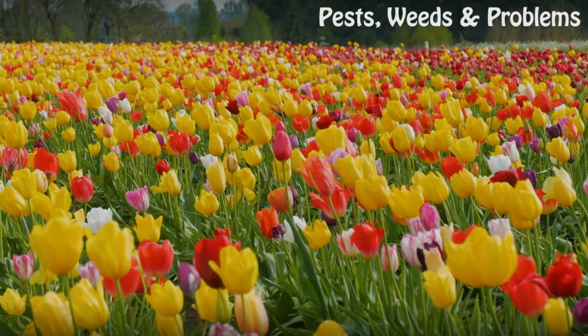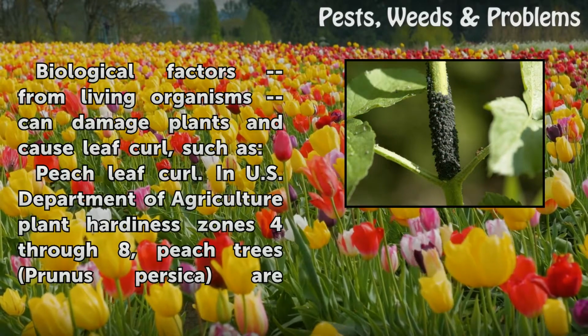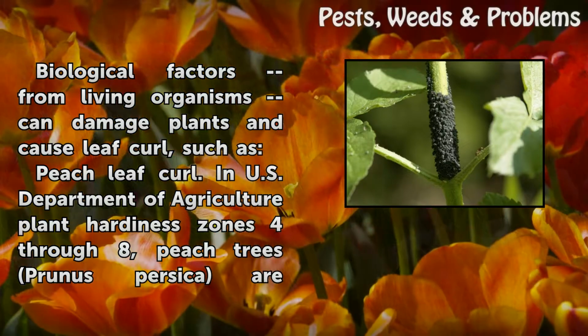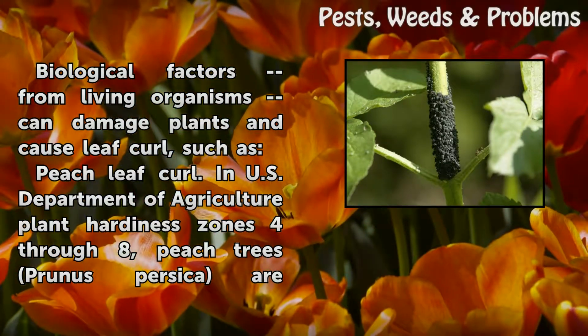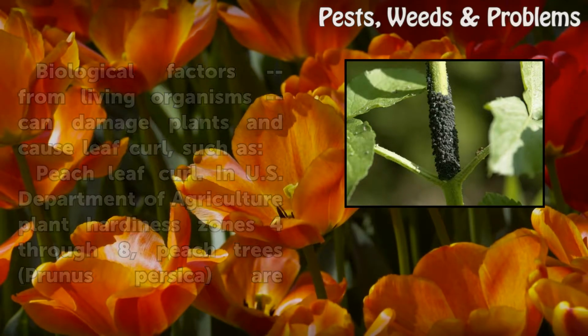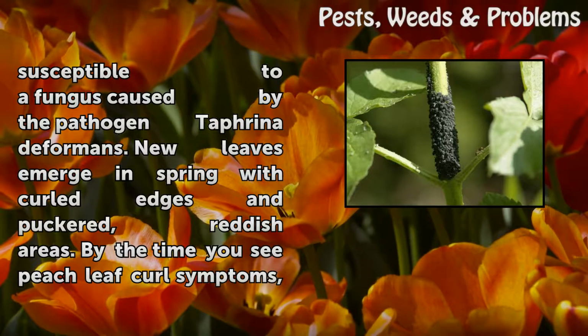Biological. Biological factors from living organisms can damage plants and cause leaf curl, such as peach leaf curl. In U.S. Department of Agriculture plant hardiness zones 4 through 8, peach trees, Prunus persica, are susceptible to a fungus caused by the pathogen Taphrina deformans.